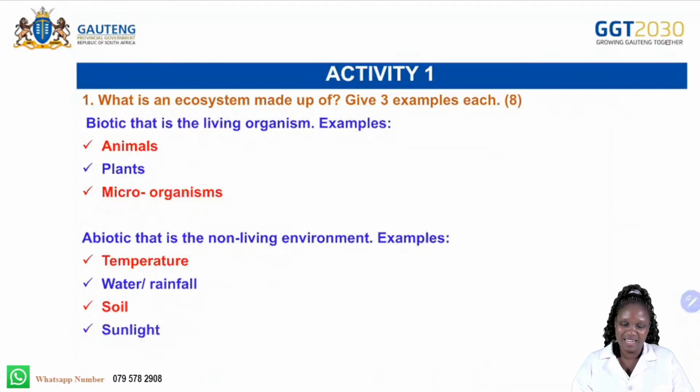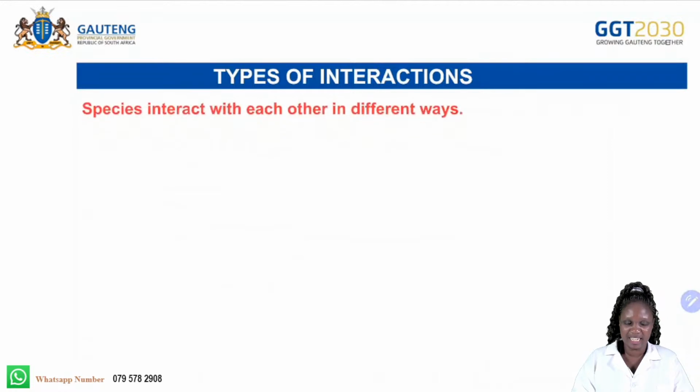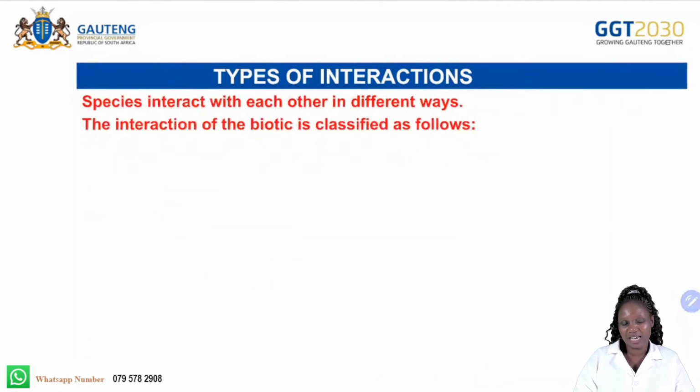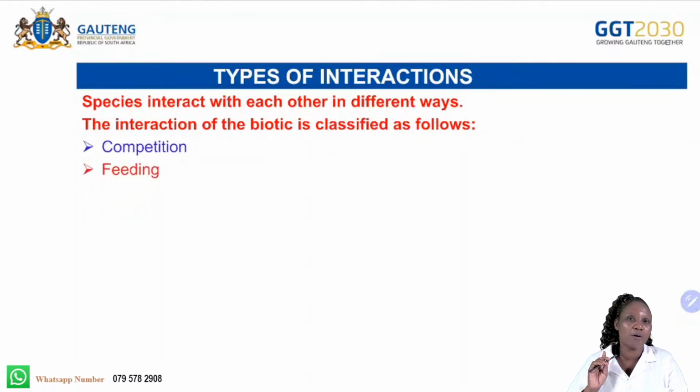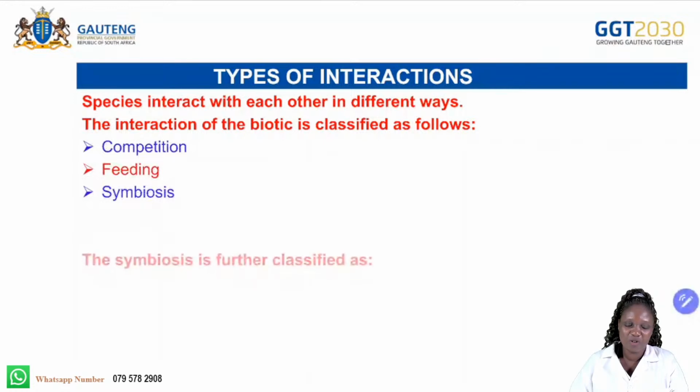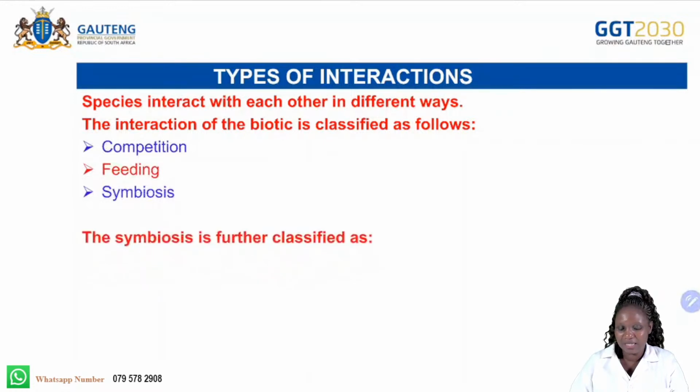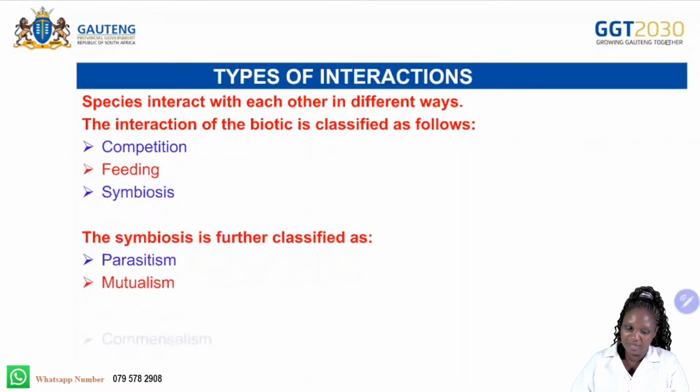All right. Let's move on to types of interactions. Species interact with each other in different ways. The interaction of biotic factors is classified as follows. When we're talking about biotic, remember we're talking about the living organisms, all right? We've got competition, we've got feeding, we've got symbiosis. Symbiosis is further classified as parasitism, mutualism, and commensalism.